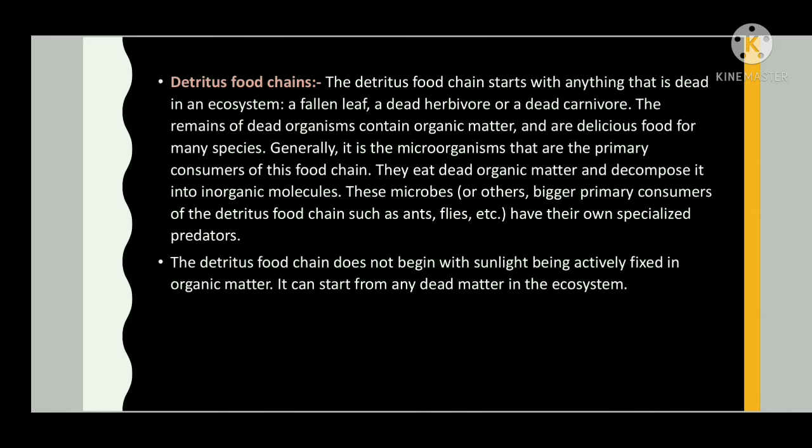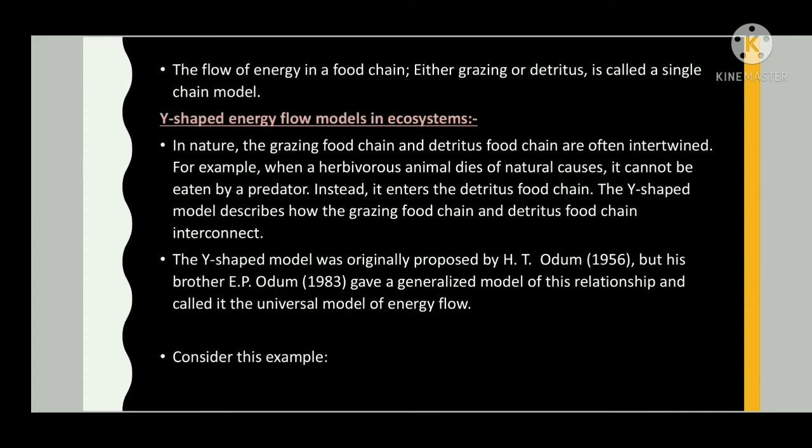These microbes, or other bigger primary consumers of the detritus food chain such as ants, flies, etc., have their own specialized predators. The detritus food chain doesn't begin with sunlight being actively fixed in organic matter. It can start from any dead matter in the ecosystem. Flow of energy in a food chain, either grazing or detritus, is called a single chain model.